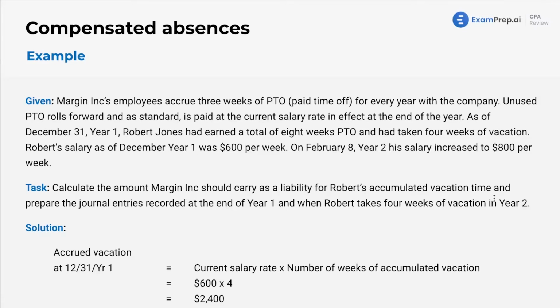Well, what is the accrued vacation? As we mentioned, Robert had 8 weeks by the end of the year. We're dealing with the end of the year and he had taken 4 weeks. So we now have accrued 4 weeks, and the salary as of that time was $600 per week. So simply put, the accrued vacation on the company's balance sheet that they owe to Robert is $600 times 4 weeks, just $2,400. Now, what about those journal entries?